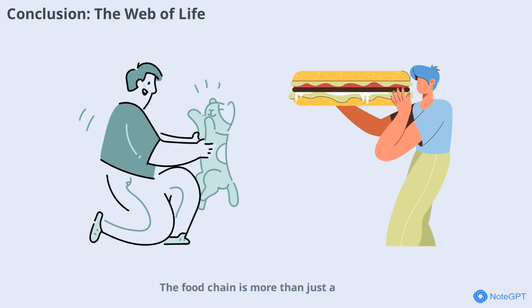A food chain is more than just a series of links, it's the foundation of life on Earth. Every organism, from the smallest microbe to the largest predator, plays a role in this intricate web. By understanding and protecting food chains, we ensure a healthy, vibrant planet for ourselves and future generations.